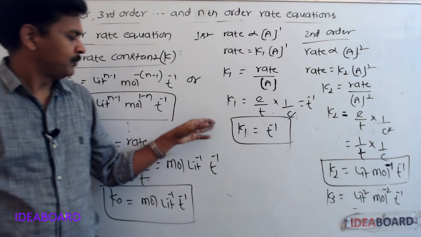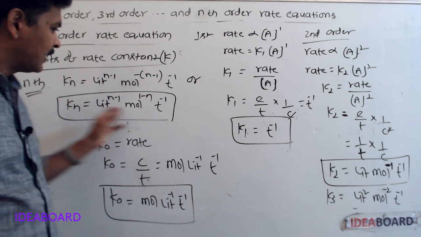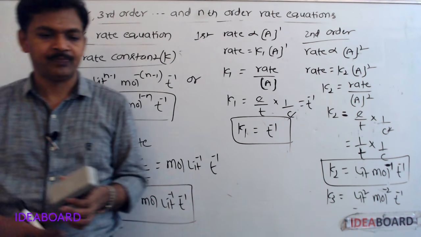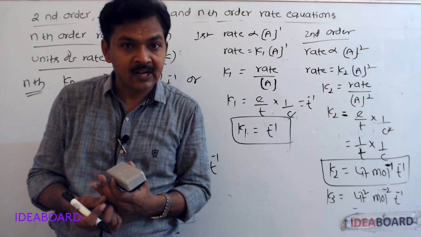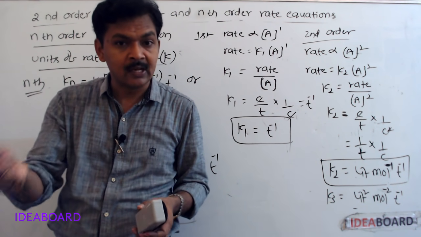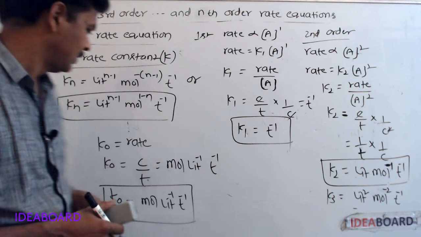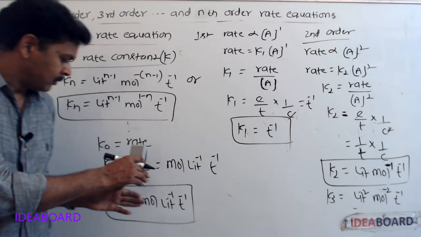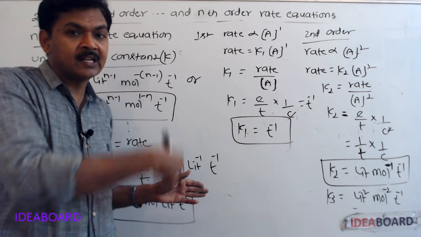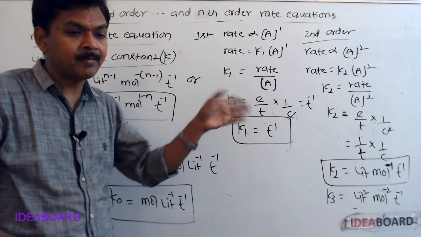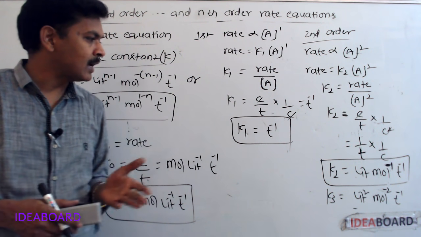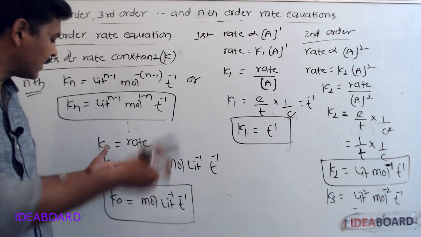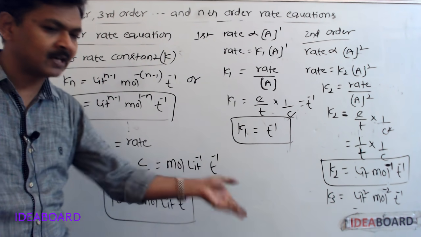For which order reaction is the rate constant's units the same as that of rate of reaction? Zero order reaction. Rate of reaction units are moles per liter per time, and for zero order reaction, the rate constant units are also the same, moles per liter per time.